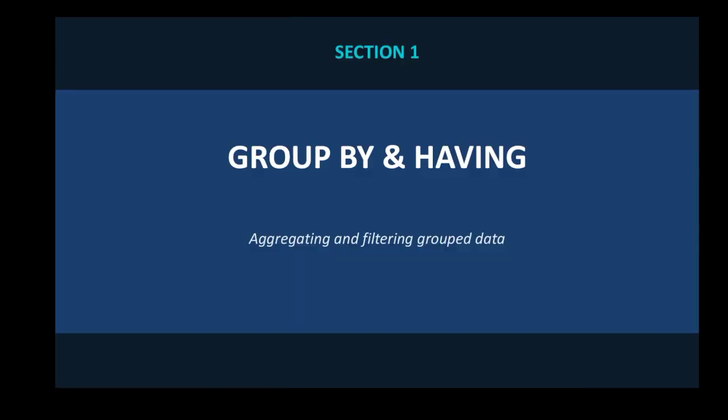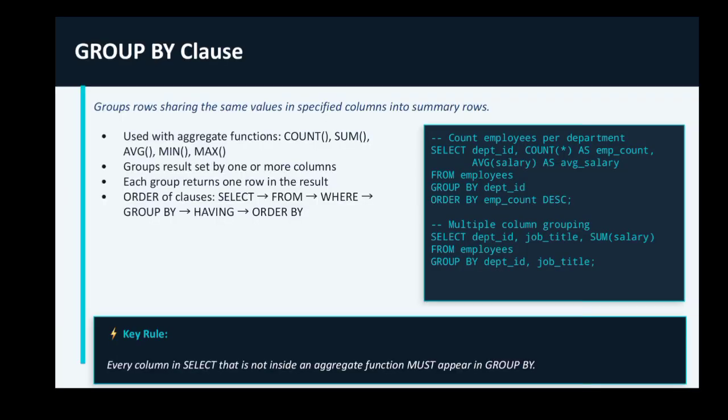We begin with one of the most fundamental aggregation mechanisms in SQL, group by and having. The group by clause groups rows that share the same values in one or more columns into summary rows, essentially collapsing multiple rows into one per group. It is always used alongside aggregate functions such as count, sum, average, min and max. A critical rule to remember here is every column in the select clause that is not inside an aggregate function must appear in the group by clause. Violating this causes an error in most SQL engines.